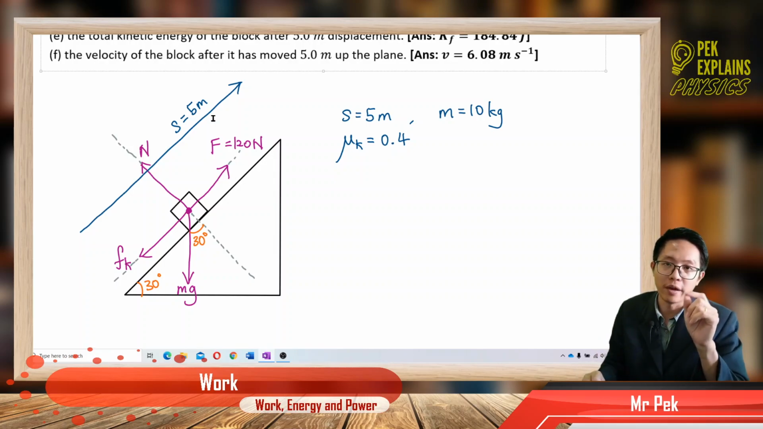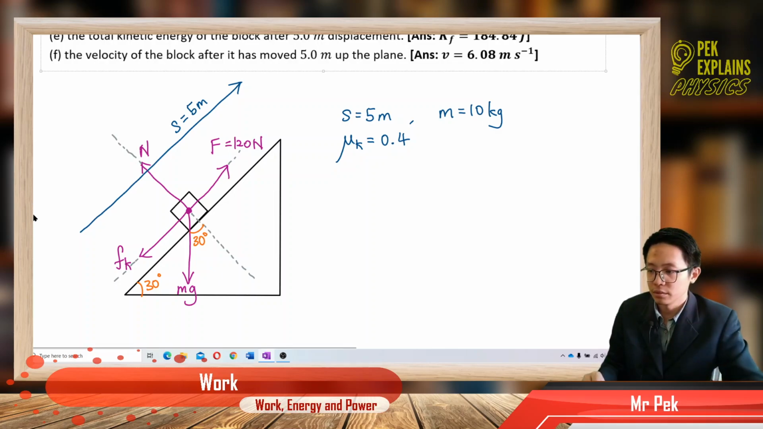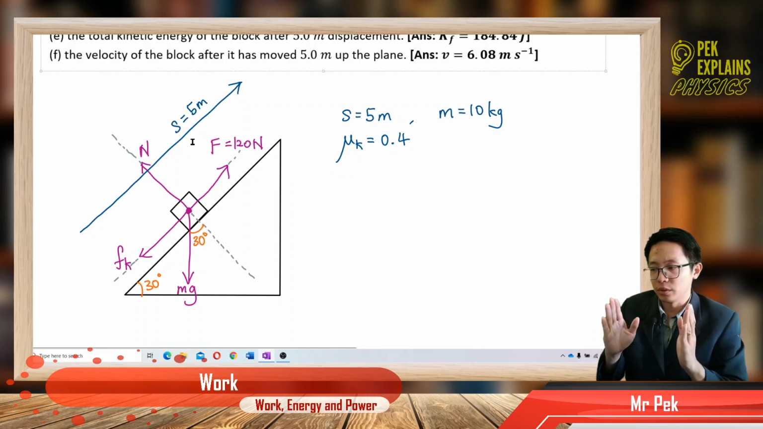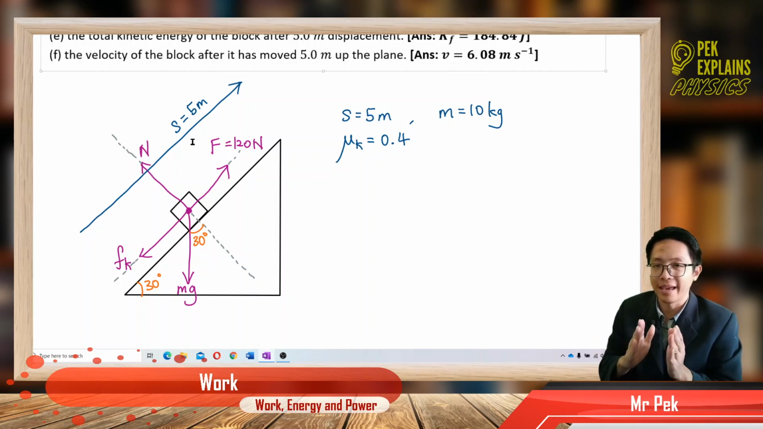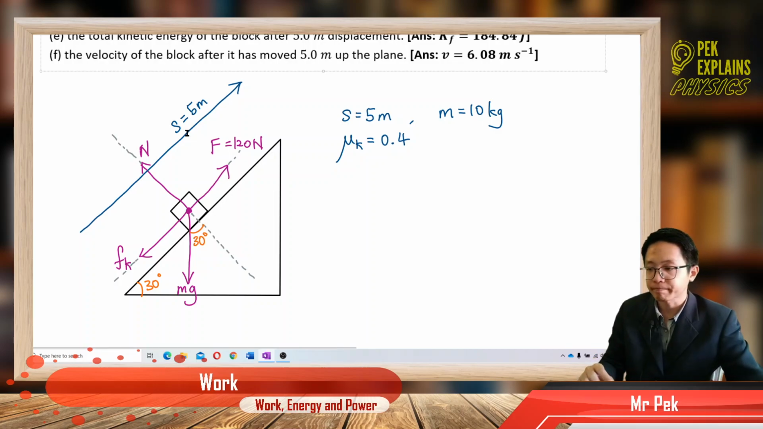Work done equals Fs cos theta. So free body diagram, please include the displacement. We include the displacement because we want to get the value of angle theta, because theta is the angle between the force and displacement. Information given is mu k 0.4, mass 10 kilogram.